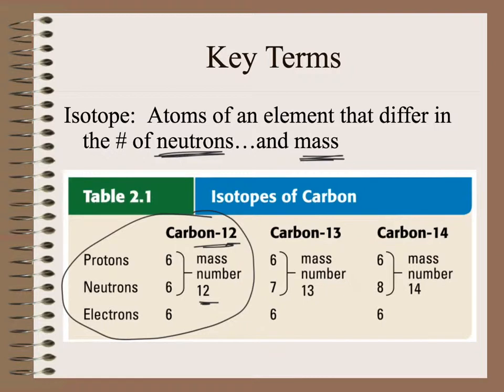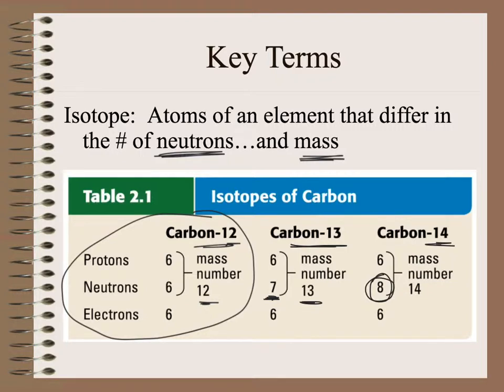But for an isotope, now I'm going to have 7 neutrons. So with isotopes, I'm changing the neutrons. And because I changed that number to 7, that means that my mass number has now increased to 13. Carbon-14, which is used when we're dating old fossils and things, is 14 because I've changed the number of neutrons to be 8.